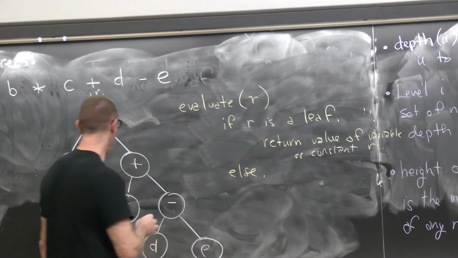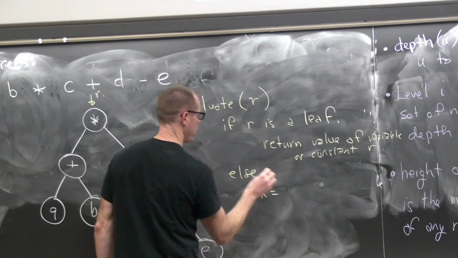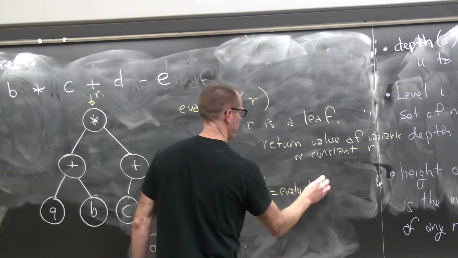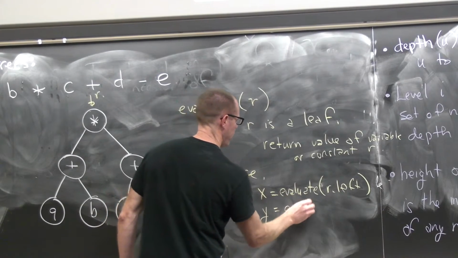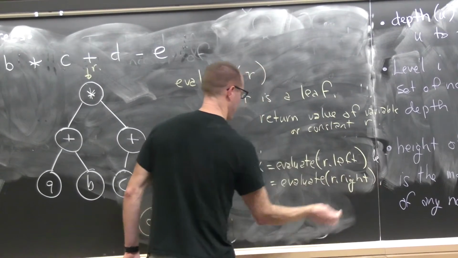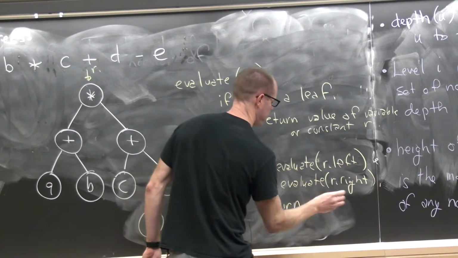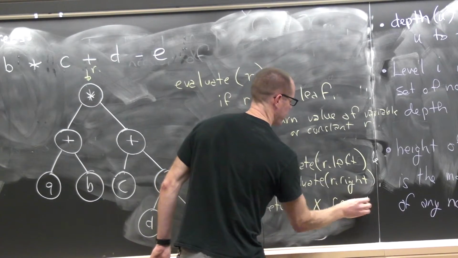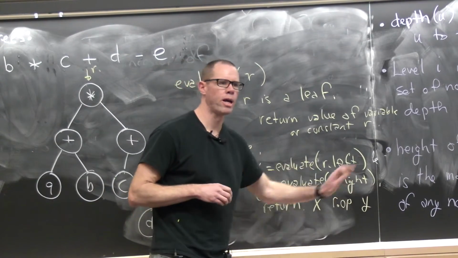Otherwise, if R is not a leaf, then we do something like, say, x is equal to evaluate R dot left, y is equal to evaluate R dot right, and then we return x and whatever this thing's operator is with y. So if this thing is a plus, then we return x plus y. If this thing is a multiplication, we return x times y, or whatever.